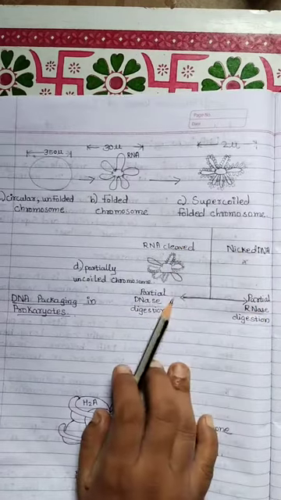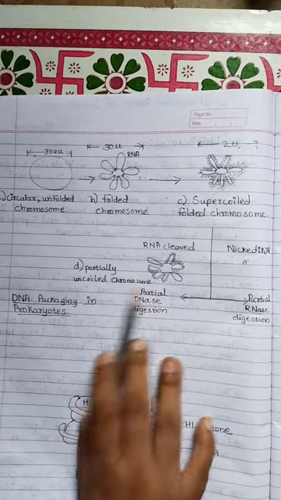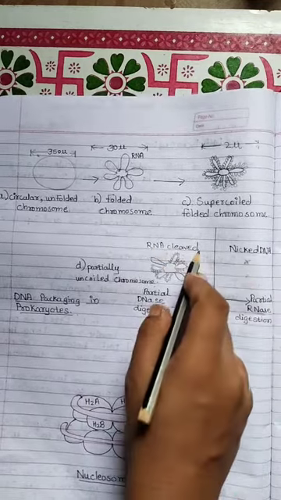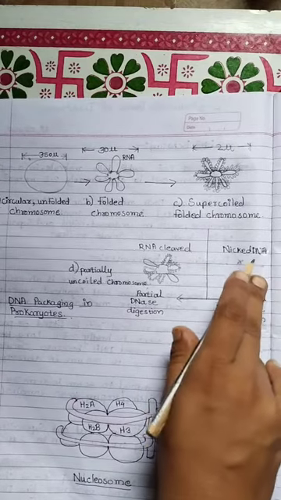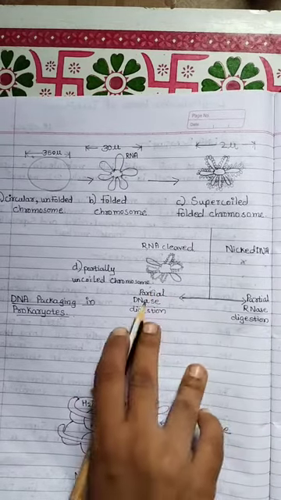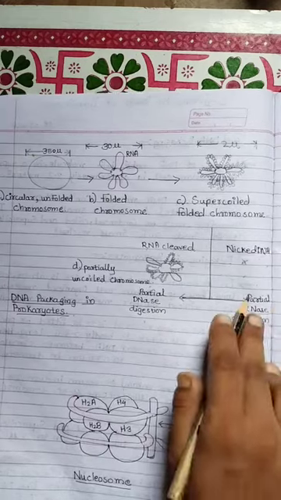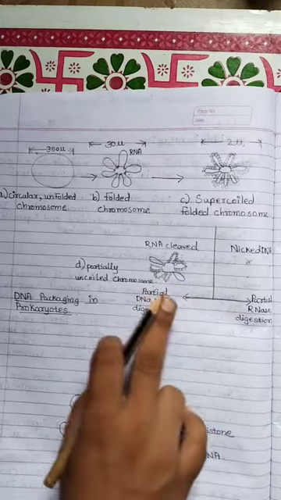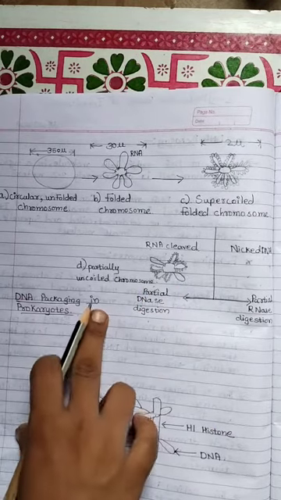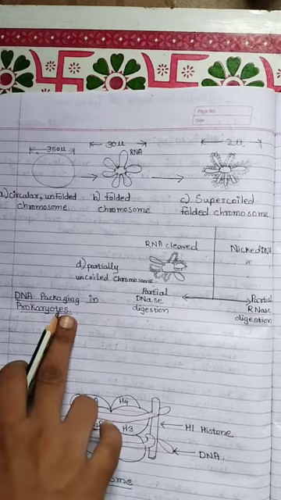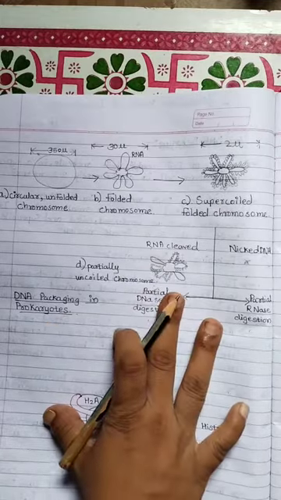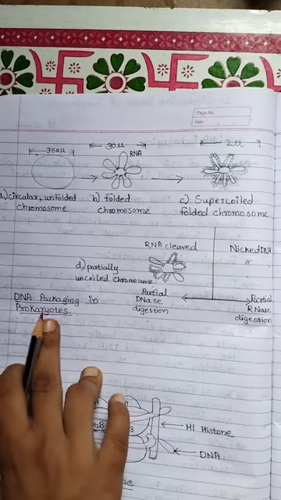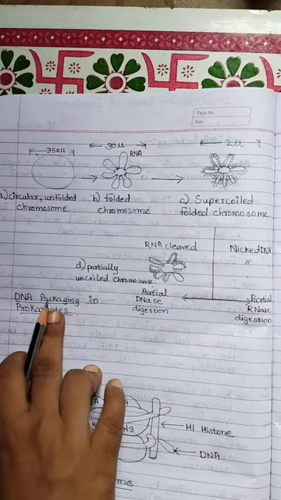After that it is a partially uncoiled chromosome which divides again into two. One is RNA cleaved and another one is nicked DNA. Partial DNA digestion and partial RNA digestion take place inside the prokaryotic cell. This is the DNA packaging in prokaryotes, the diagram structure. This is the prokaryotic packaging of DNA inside the cells.